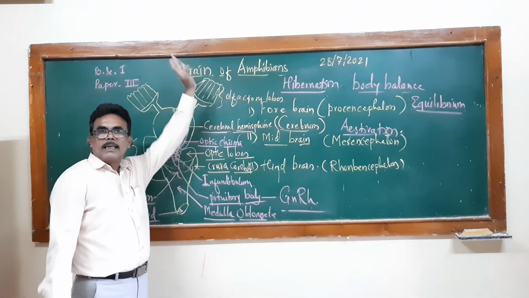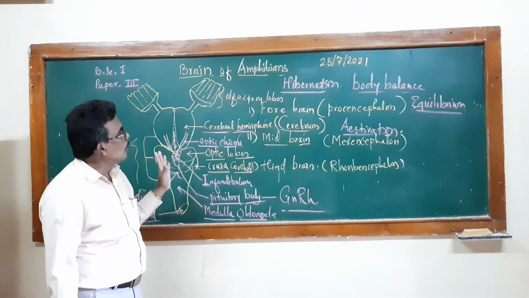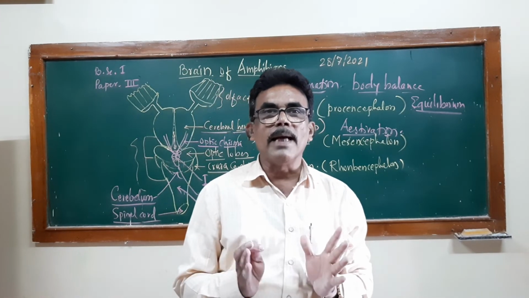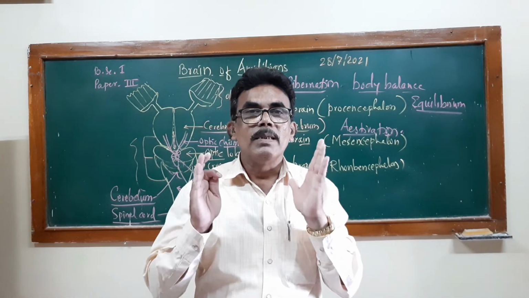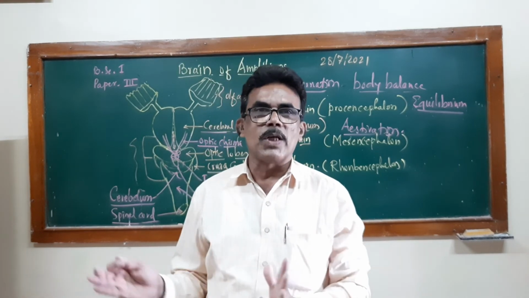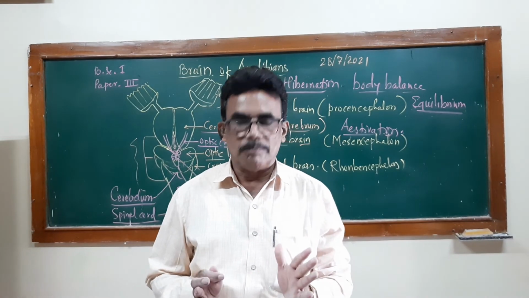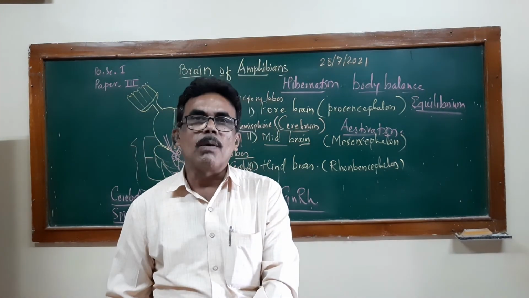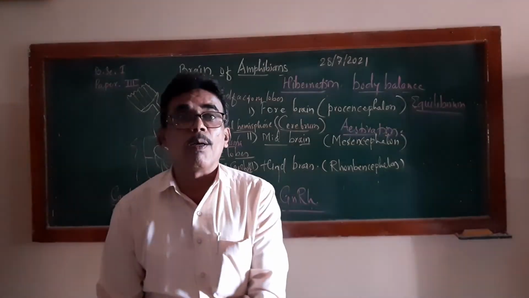So these are the different structures which are found in the brain of amphibians, and that is different from that of fishes. फिशेस पेक्षा वेगळी फीचर्स हे अशा प्रकारचे आहेत. So there is no more difference in a particular brain of fishes and brain of amphibian.